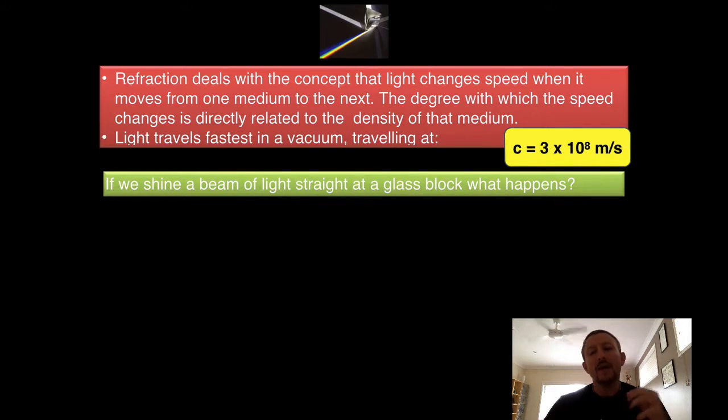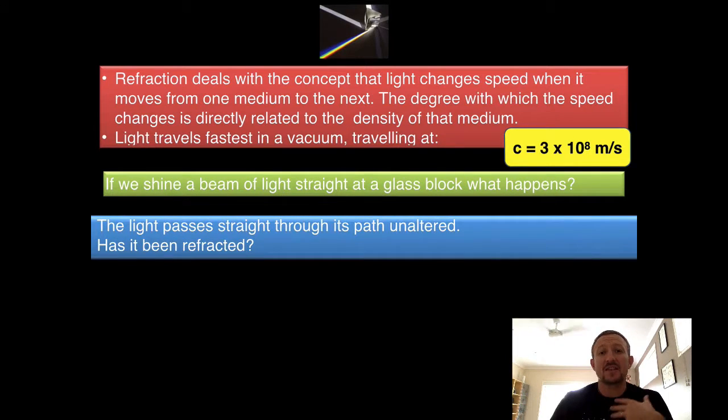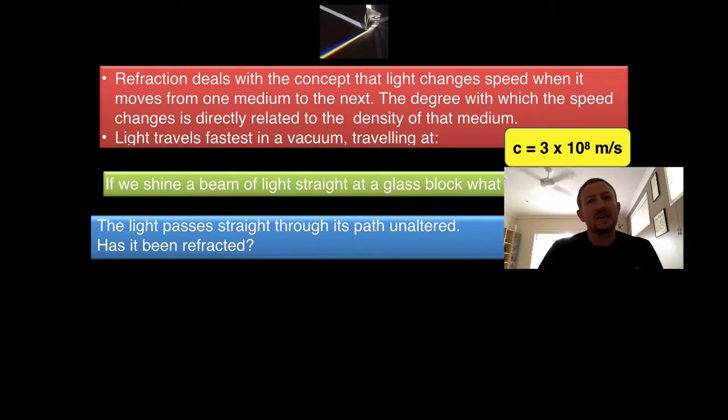Now, if we shine a beam of light at a glass block, the light passes through the air and then goes into a glass block. According to the statement we've got there, we would expect to see a change in its speed. Now, because it's going perpendicular, straight at the block, nothing happens to the beam of light. However, it has been refracted, because as it moves through that object, the density changes. If the density changes, the result is the speed changes. But because it's not at an angle, we don't see that change.